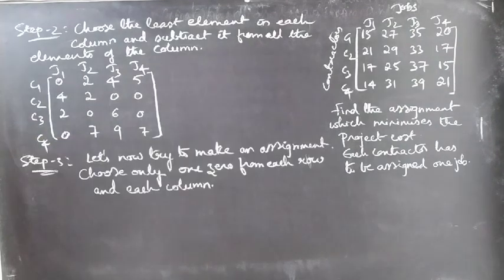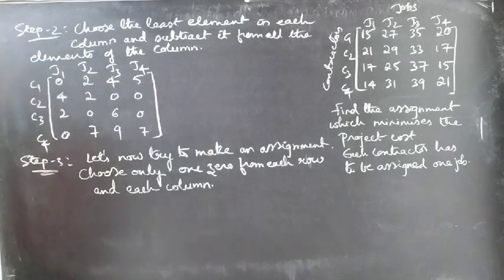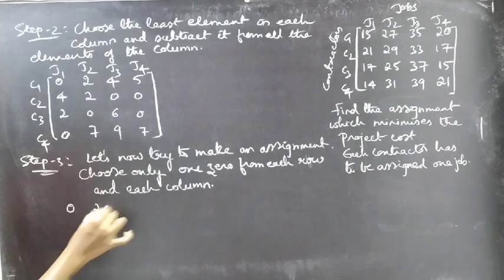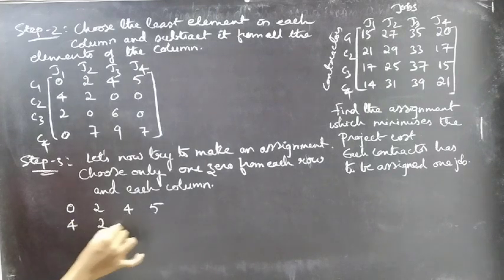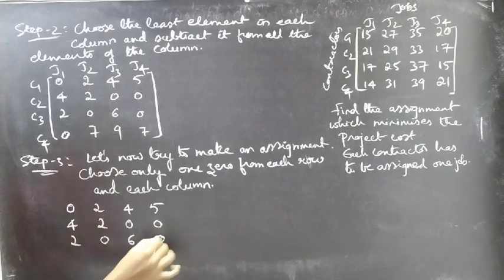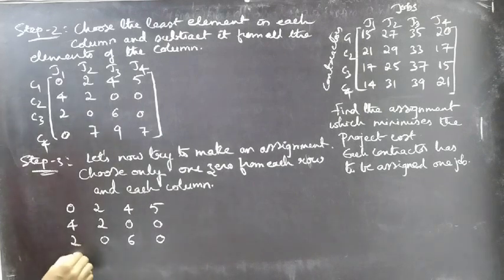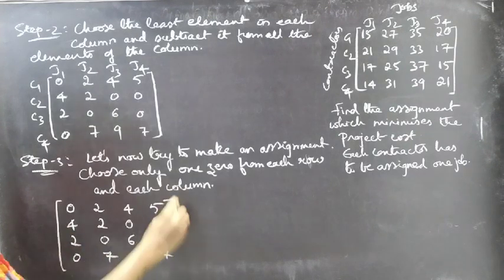This is the reduced matrix. Let's now try to make an assignment. We have to choose only one 0 from each row and each column. Okay, let's see. I'll write the same matrix, that is the reduced matrix, again: 0, 2, 4, 5; 4, 2, 0, 0; 2, 0, 6, 0; 0, 7, 9, 7. Right?